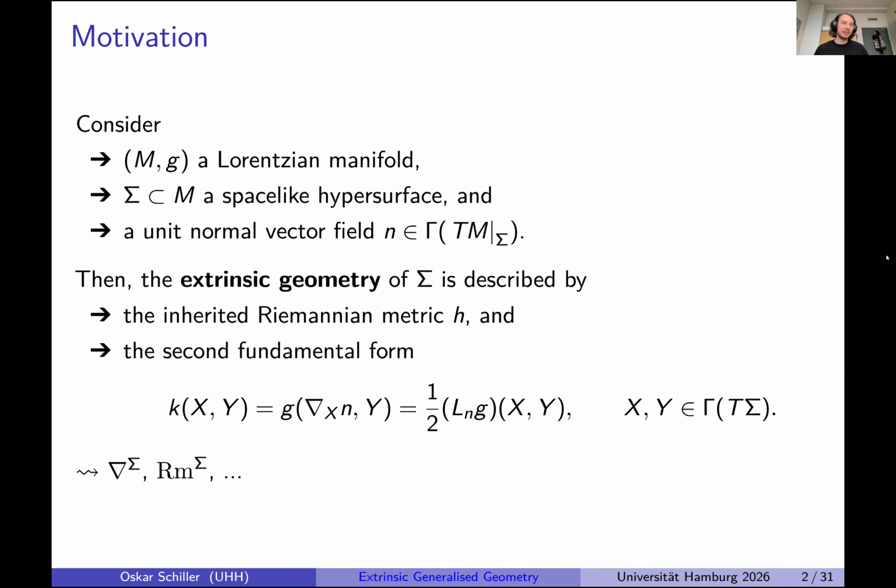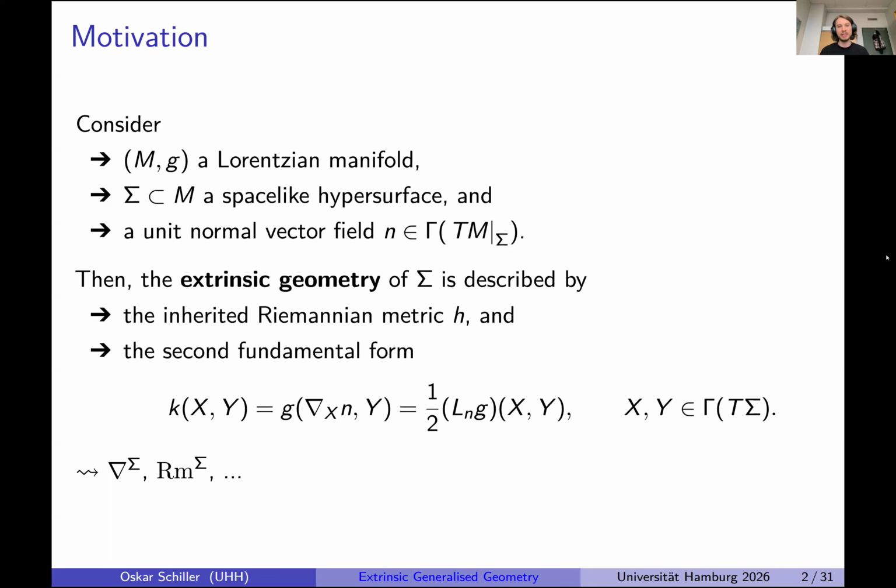At first I want to motivate what we are about to look at in the following. What we want to consider is a Lorentzian manifold, because this work is motivated by looking at the generalized Einstein equation. So for a moment we consider a Lorentzian setting, but actually the extrinsic geometry theory that we will develop is more general, independent of the signature. In this Lorentzian manifold, we want to consider a space-like hypersurface, which of course has a unit normal vector field. We can choose any one.